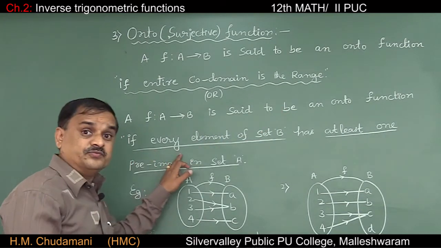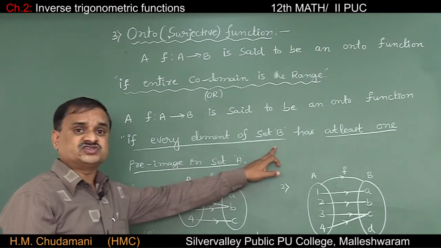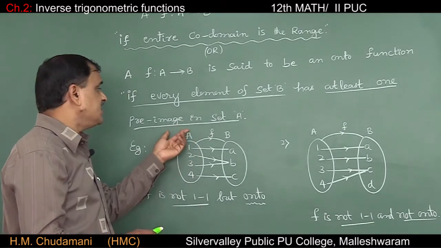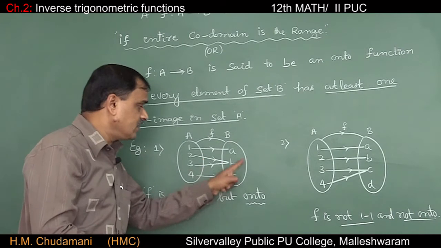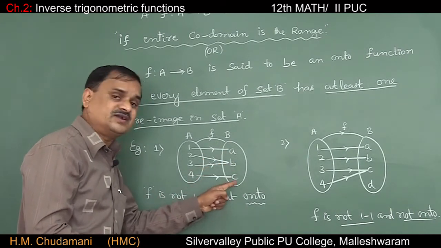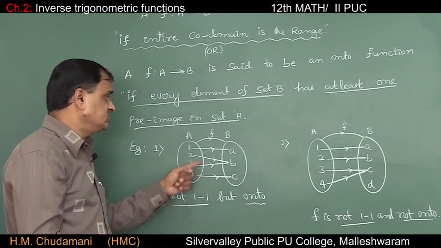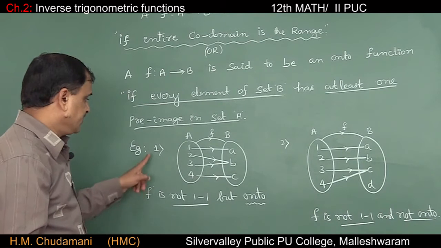if every element of the set B has at least one pre-image in set A. Every element of the set B has at least one pre-image in set A is called onto function.